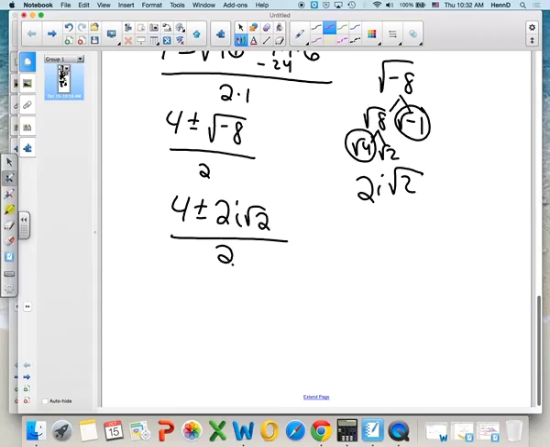Normally, it's actually easier. It's fewer steps when it comes out to an imaginary solution, because at this point in the other problems, you would do 4 plus this, and then divided by 2, and 4 minus this divided by 2. But you can add 4 plus 2i radical 2. But there still is one last step we have to do here, which is simplify.